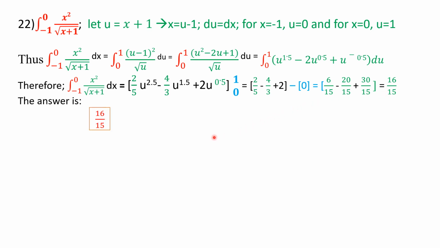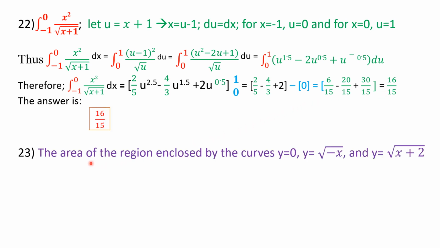Let's move on to the next question. In the next question, we have to calculate the area of the region enclosed by the curves y equal to 0, y equal to square root of negative x, and y equal to square root of x plus 2.